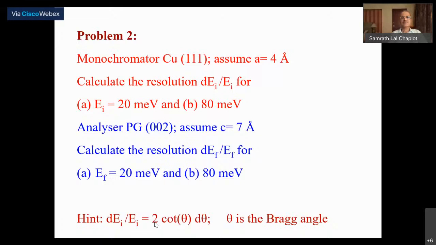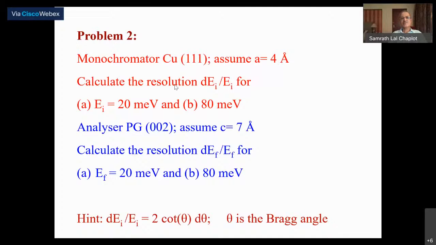Next, another problem that we had already done; I'm just giving it to you as an assignment. Assume that you have a monochromator, which is one plane, and assume that it has a cubic structure, so the lattice constant is just 4 angstrom.